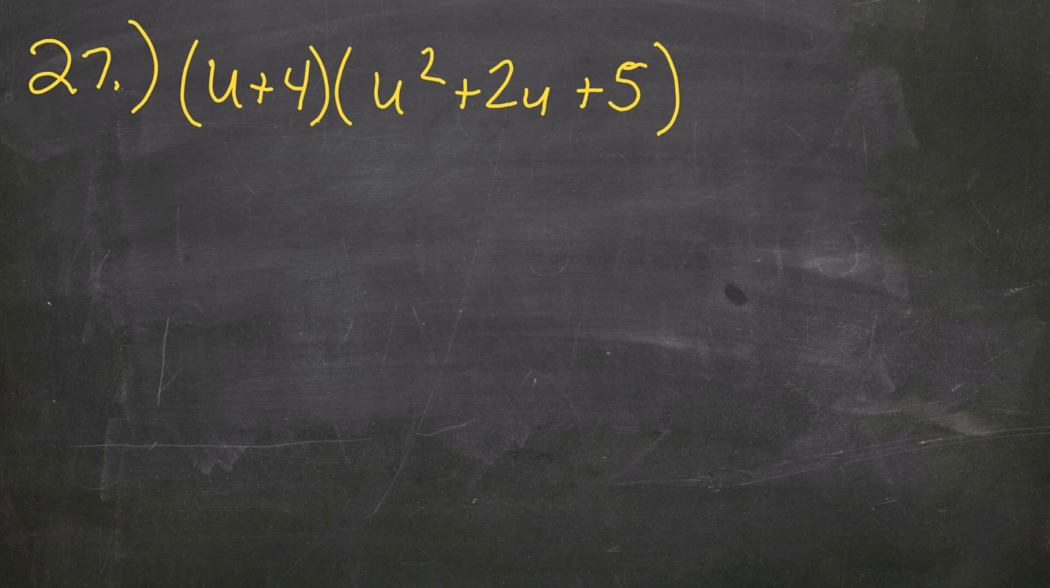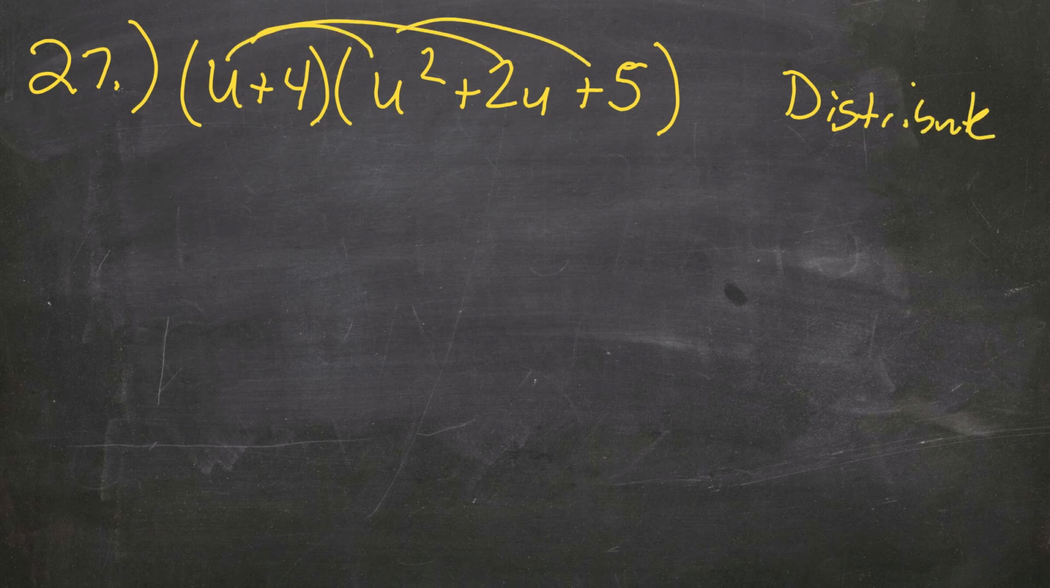All right, 27 is just an easier version of 26 because it's already set up in the two sets of parentheses. So I'm going to distribute using my distributive property. I'm going to take u to every single one of those set of parentheses. Every u is going to go to all three terms in the second set of parentheses.